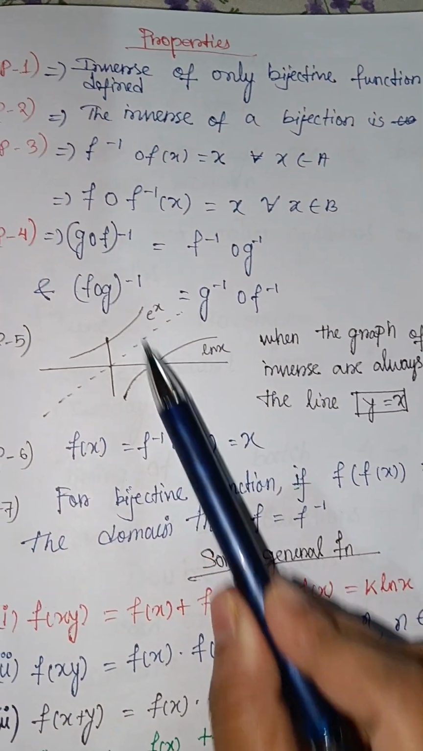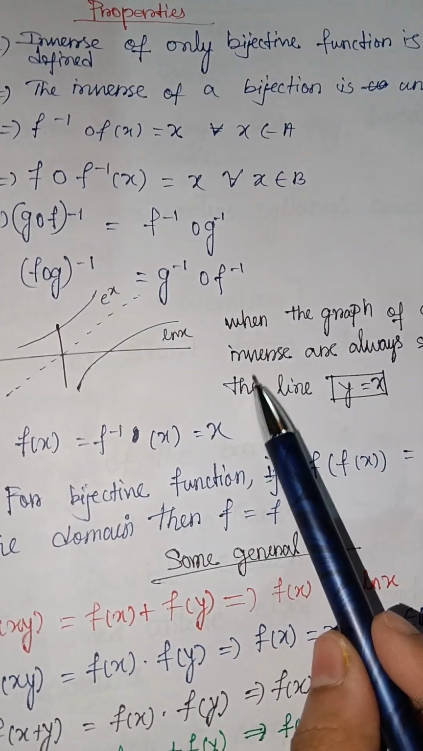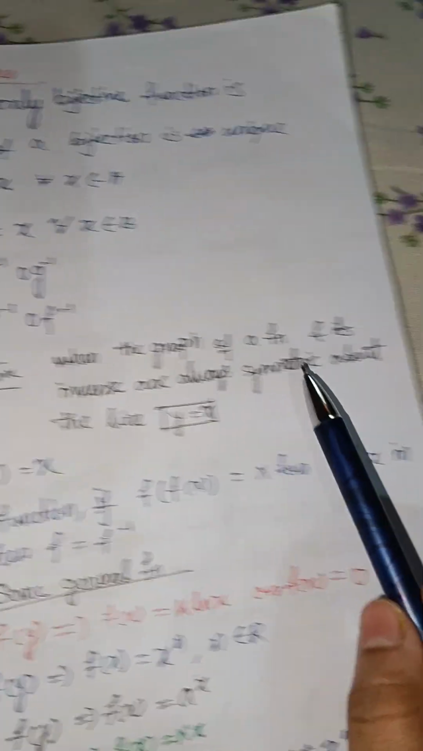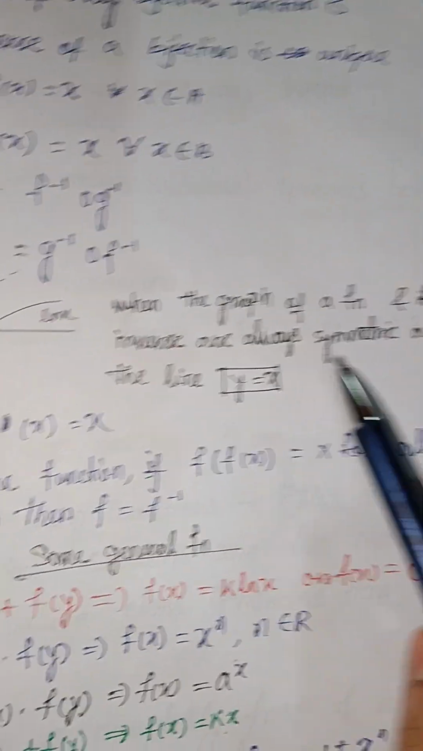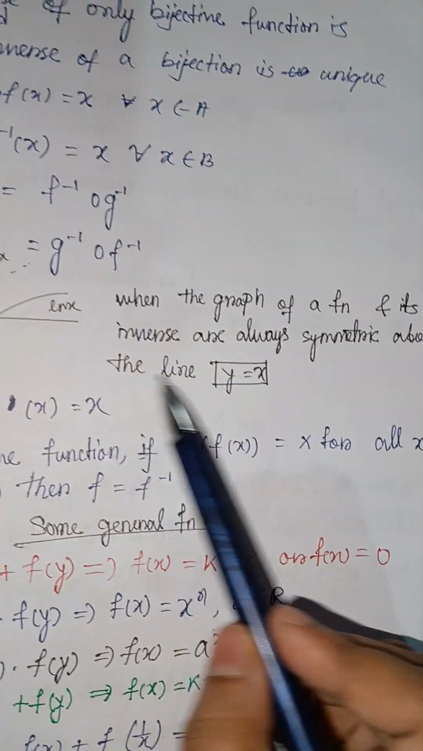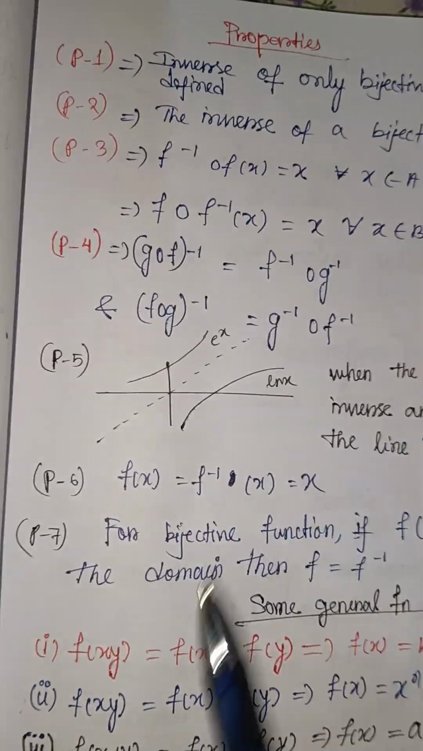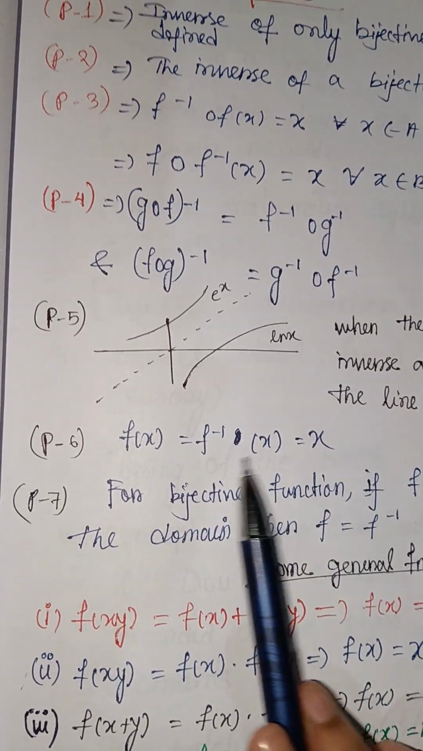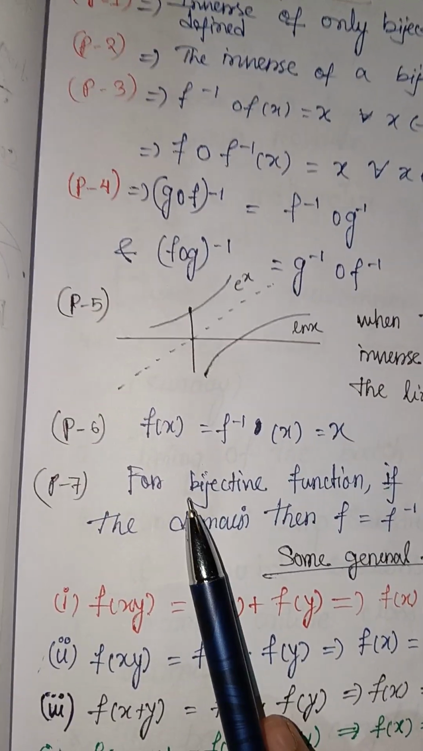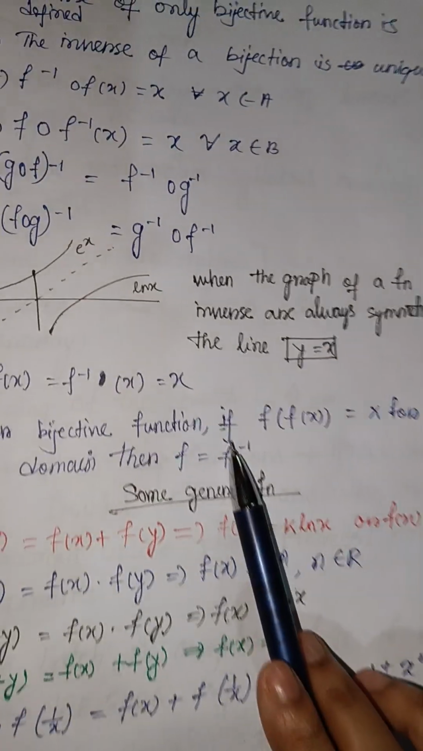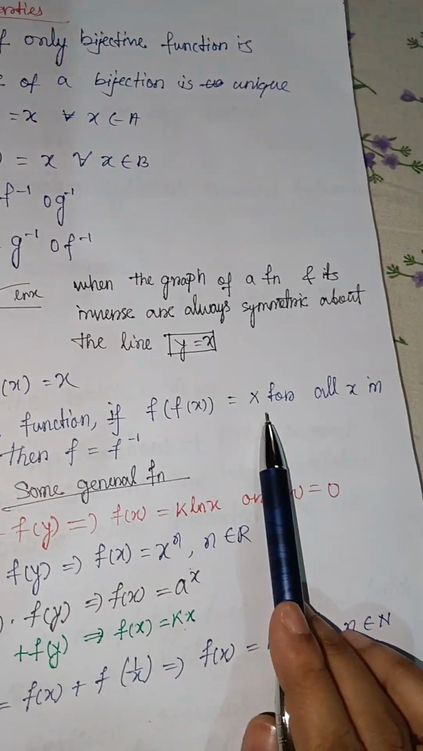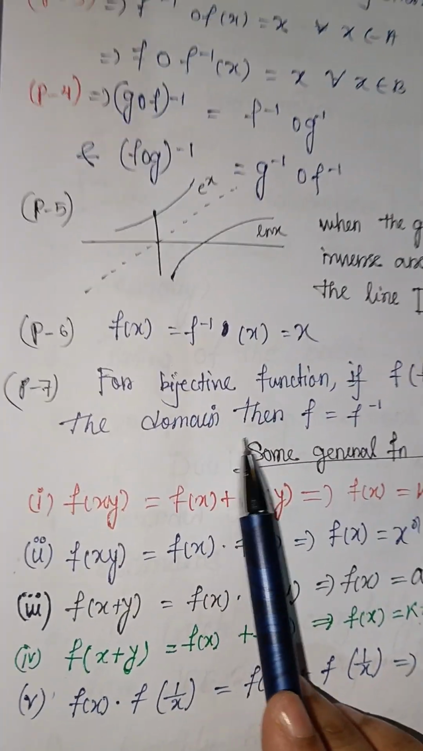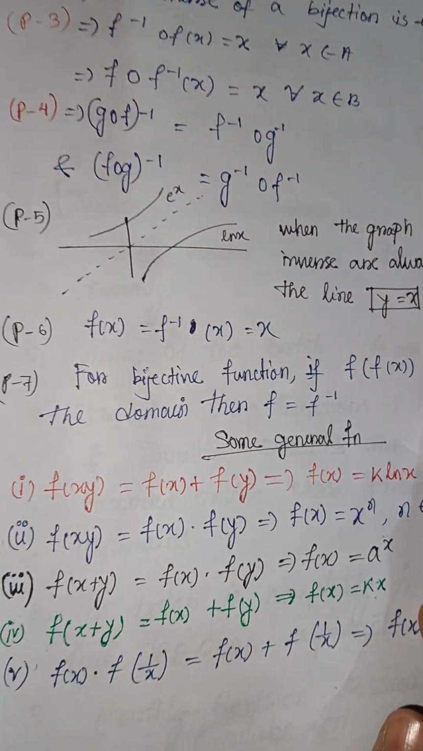And number 5, this is a graph of e to the power x and ln x in different ways. The graph of a function and its inverse is always symmetric about the line y equals x. Next, property number 6, f of x is equal to f inverse of x where that is equal to x. Property 7: for a bijective function, if f of f of x is equal to x for all x in the domain, then f is equal to f inverse.